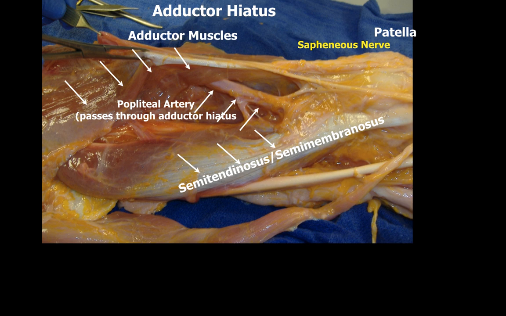Note that the femoral artery passes through the adductor hiatus at about the same level as the saphenous nerve passes superficial to the adductor tendons.